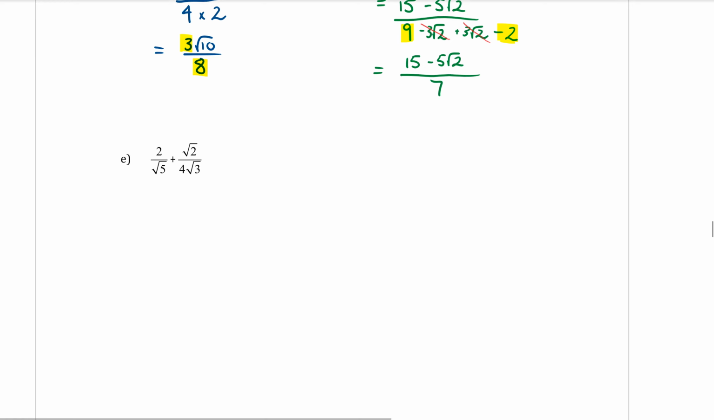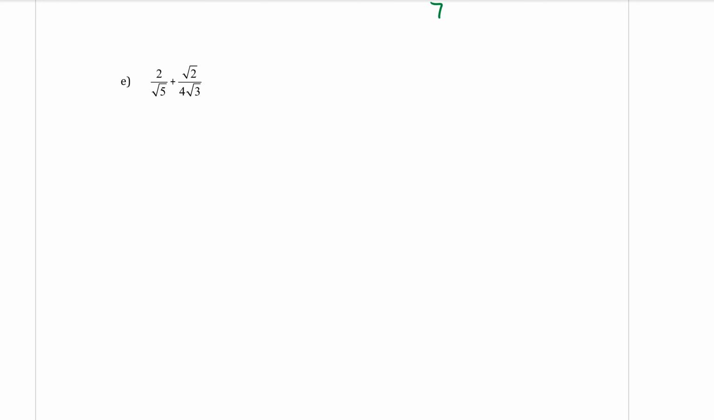And last one, part E. I have 2 fractions that I want to add together. Now, before I can do that, I'm going to have to rationalize the denominator of both of them. So, the first one, I have root 5 on the bottom. To rationalize that, I'm going to times by root 5 over root 5. Plus, now doing the second fraction, I start with root 2 over 4 root 3. To rationalize that one, it's just the root 3 on the bottom, so times by root 3 over root 3.